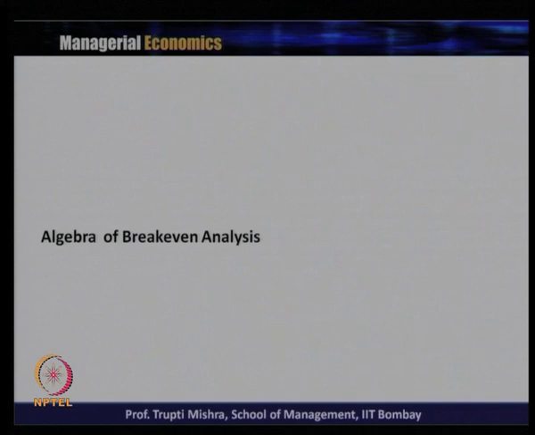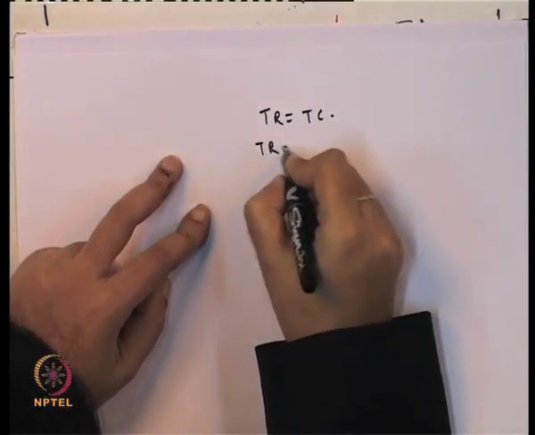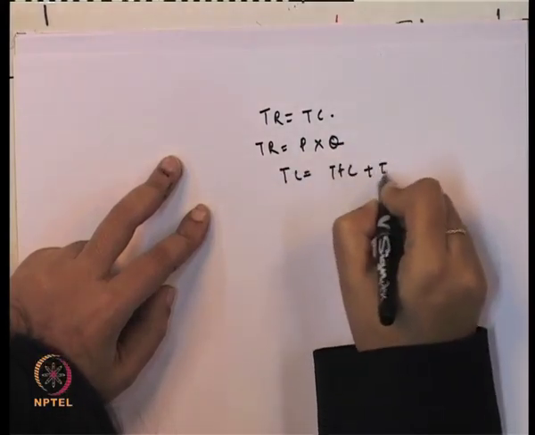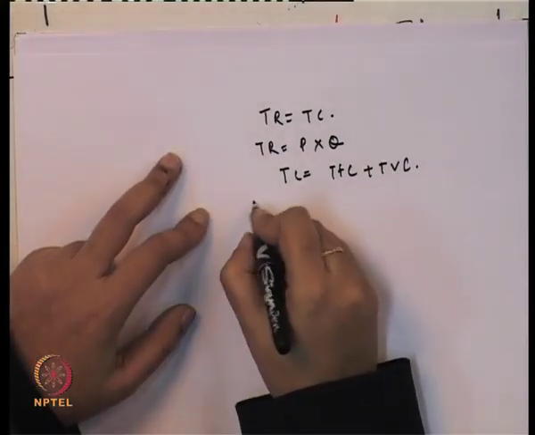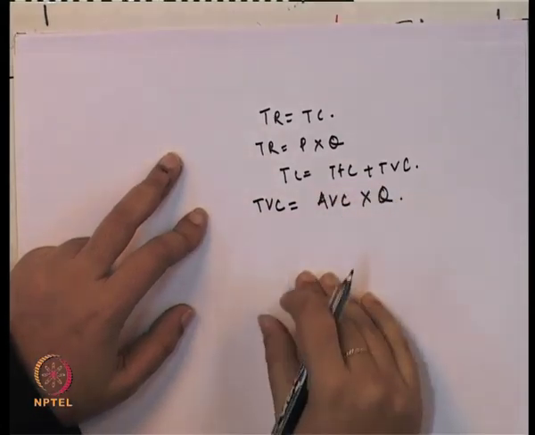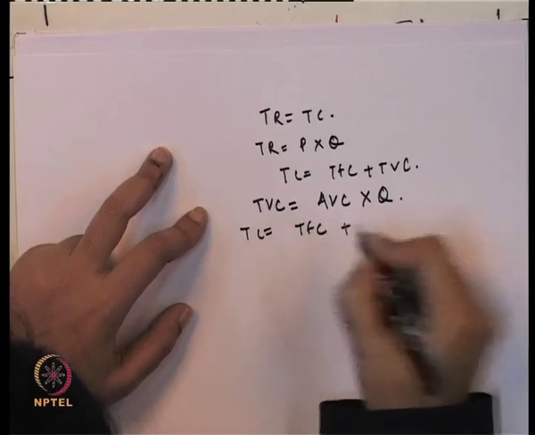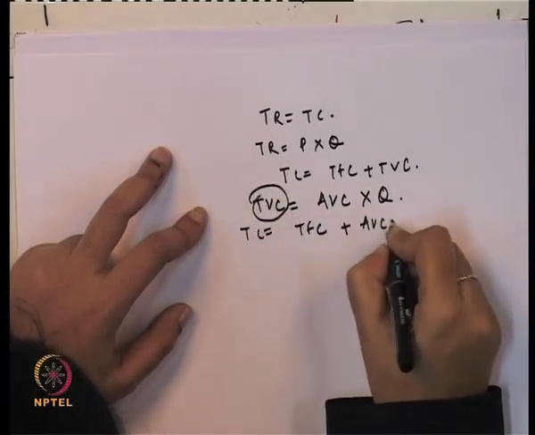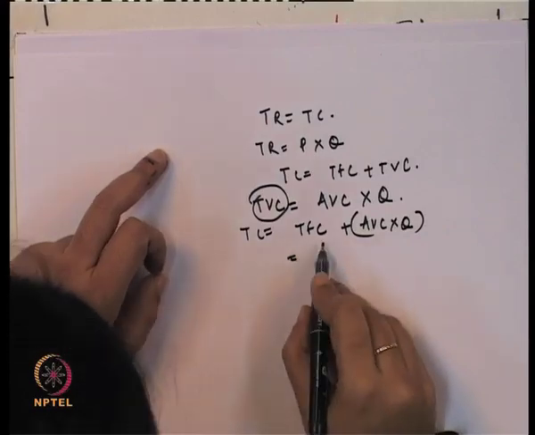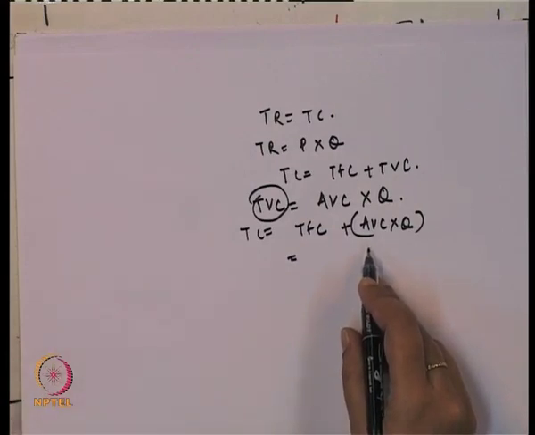As we know, at the break-even point the total revenue is equal to total cost. Total revenue is P multiplied by Q, and total cost has two parts, total fixed cost and total variable cost. Total variable cost can alternatively be written as the average variable cost multiplied by the quantity, so total cost is total fixed cost plus average variable cost multiplied by Q.